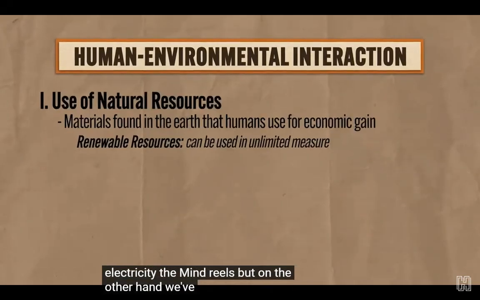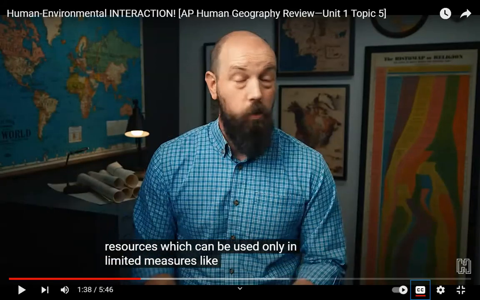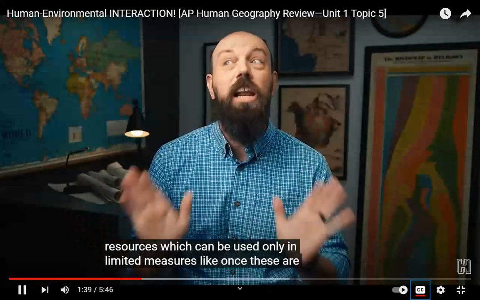But on the other hand, we've got non-renewable resources which can be used only in limited measure. So renewable resources are like wind and, I would say paper is one too, because you can grow more trees. Wind is renewable, but however, non-renewable resources are stuff that once you run out, that's it. You're going to need to know those terms. Once these are gone, they're gone.